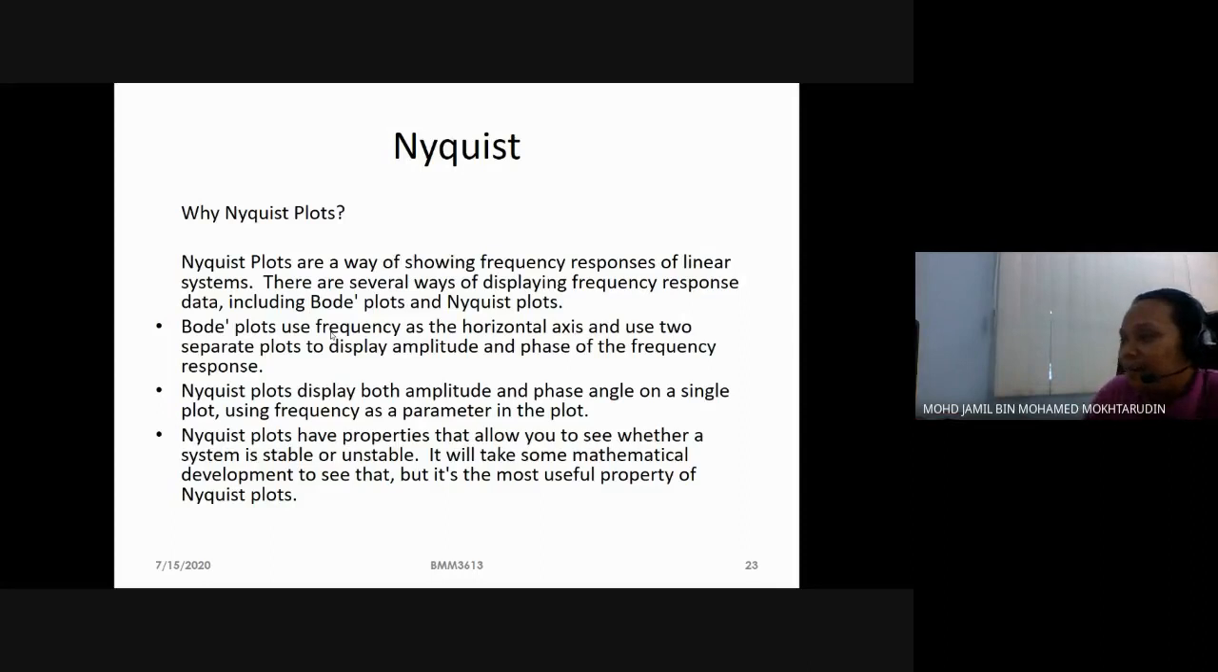Okay, so yesterday we learned about the Bode plot. Basically, in a Bode plot, we convert the transfer function into magnitude and angle, and then we plot the magnitude in decibels, and the angle, also known as the phase plot. We plot the magnitude and angle separately, one plot for magnitude and another plot for phase angle.